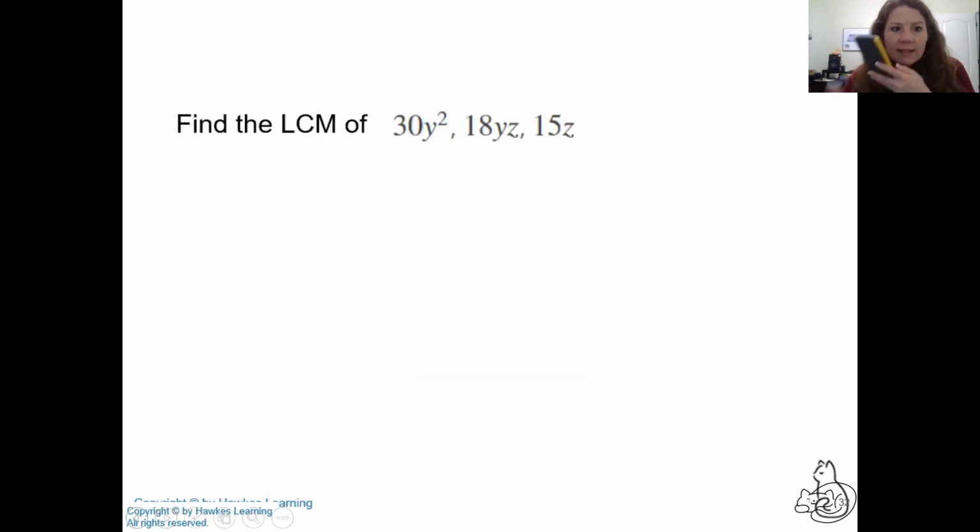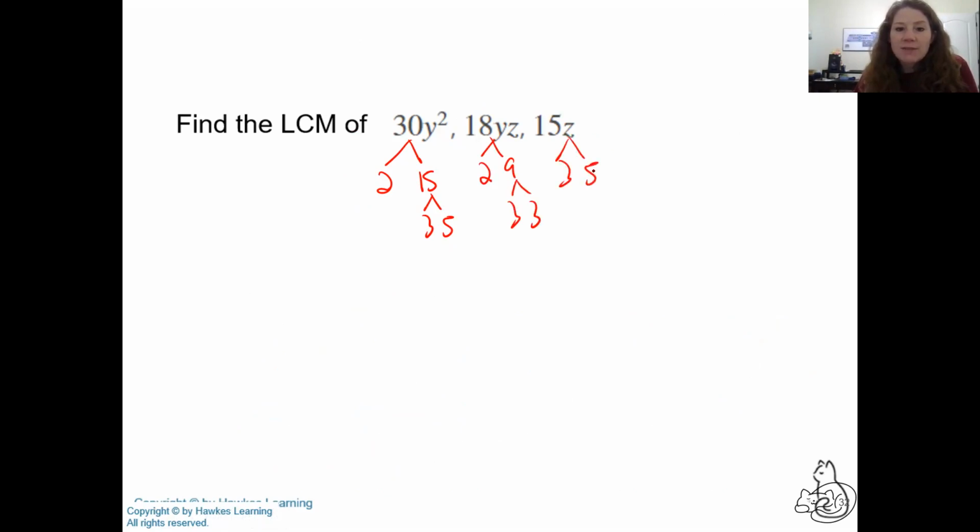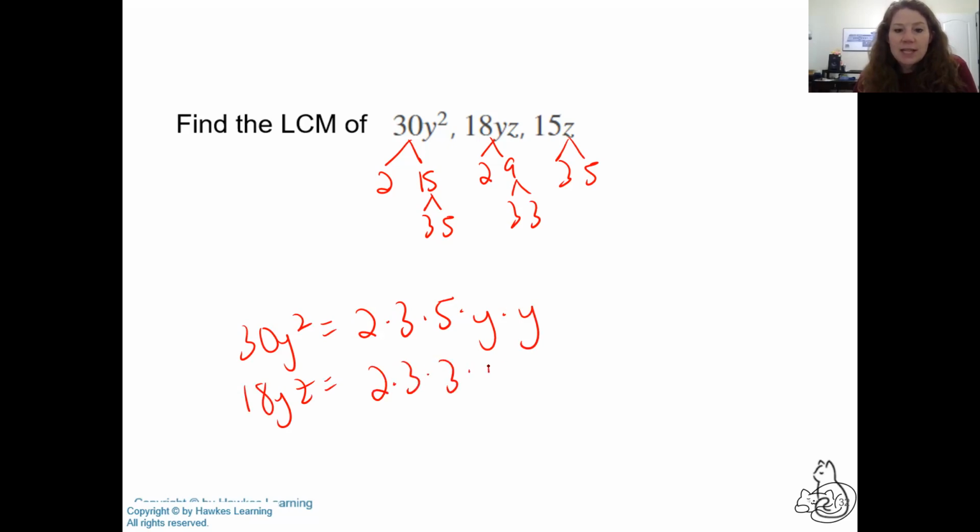Alrighty. And then we have these three. We have 30 would be 2 times 15, and 15 is 3 and 5. 18 would be 2 and 9, and 9 is 3 and 3, and then 15 is 3 times 5. So 30y squared is 2 times 3 times 5 times y times y. 18yz is 2 times 3 times 3 times y times z. And 15z is 3 times 5 times z.